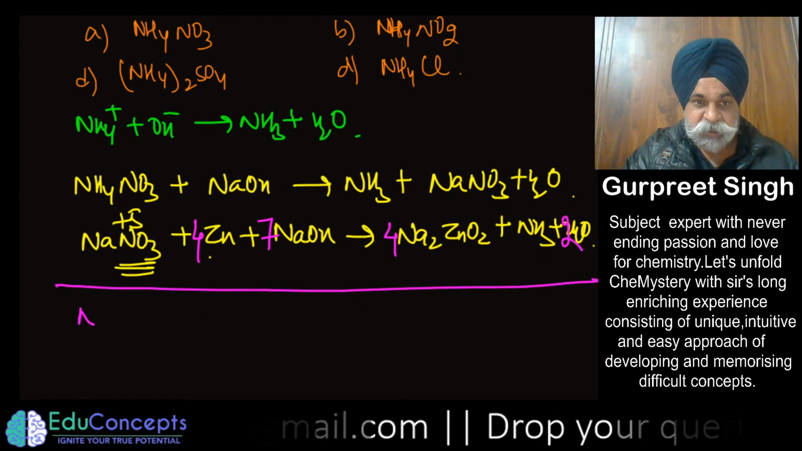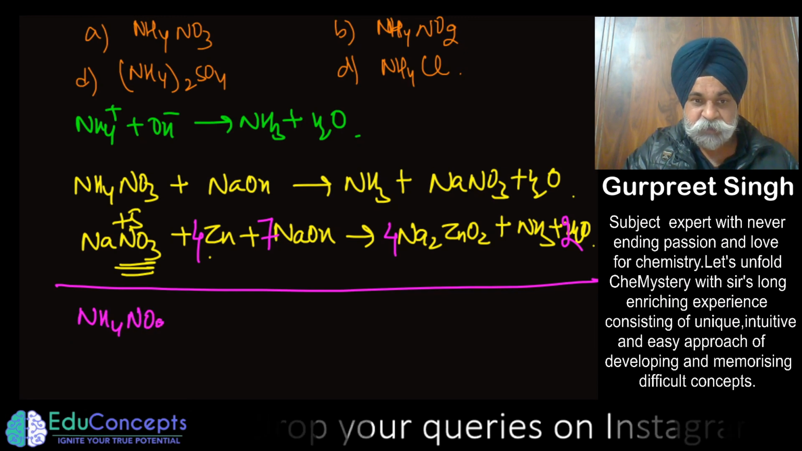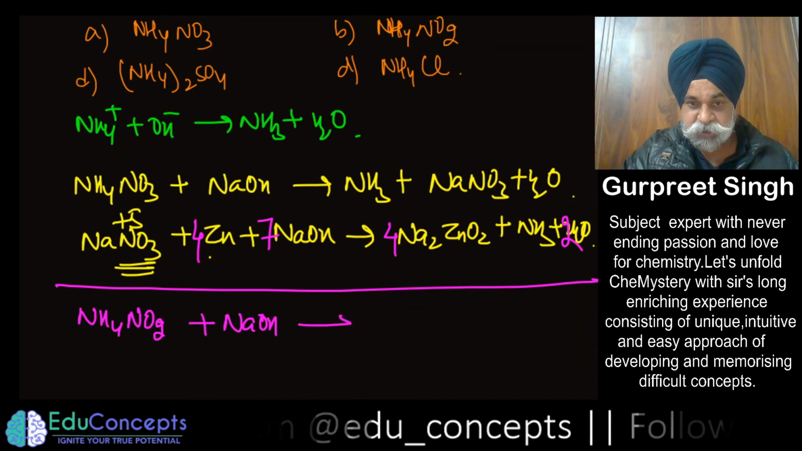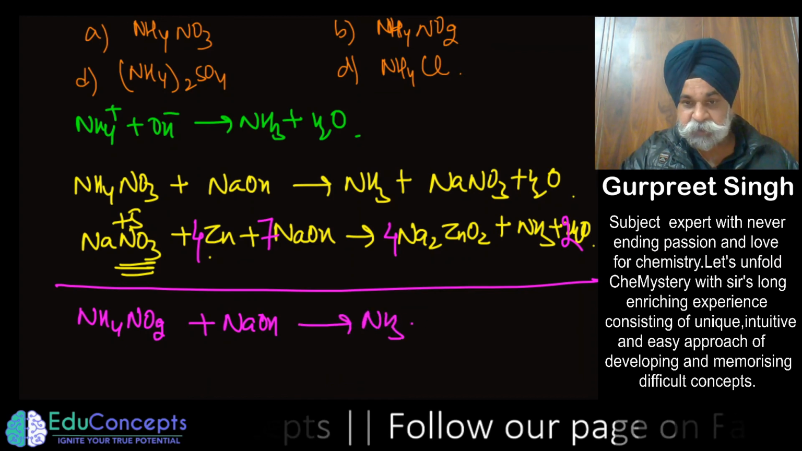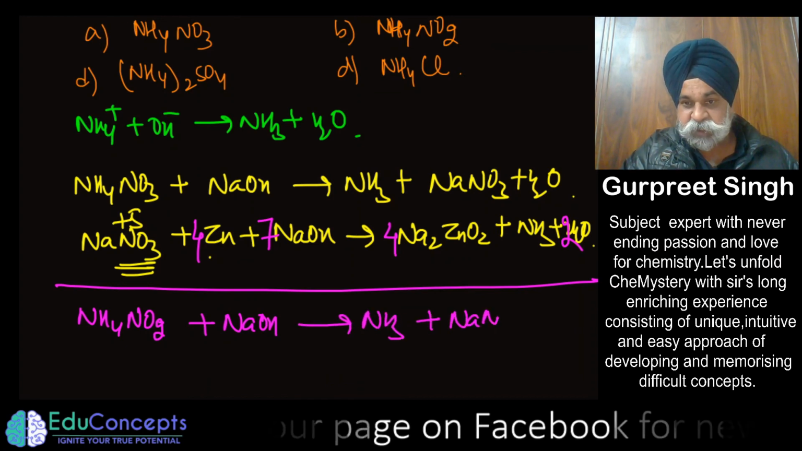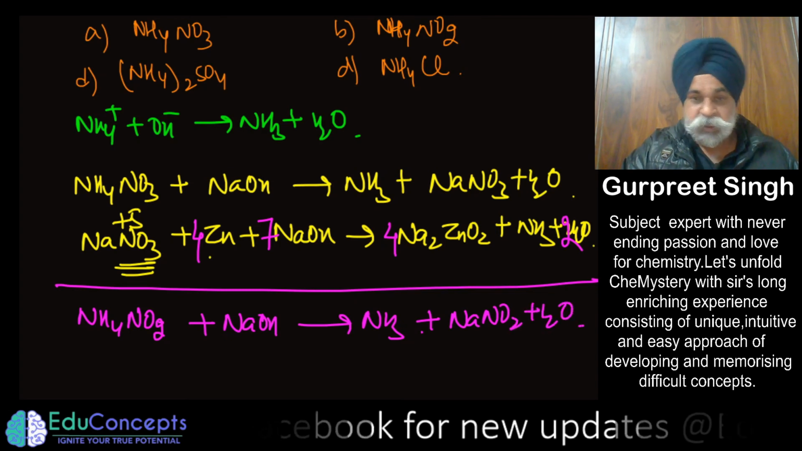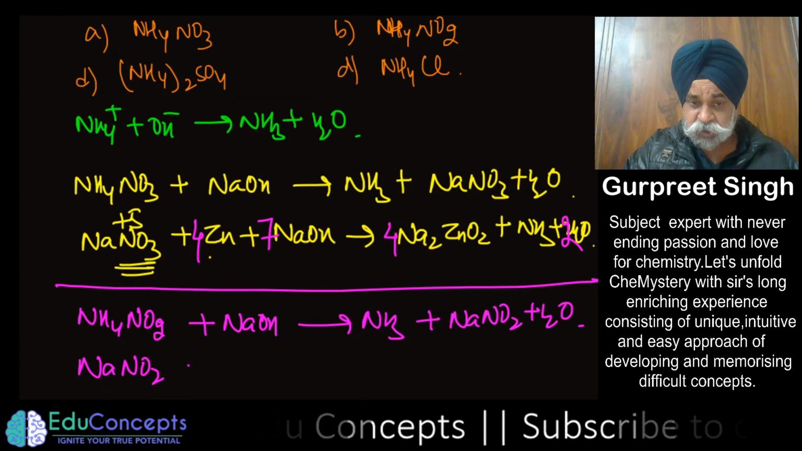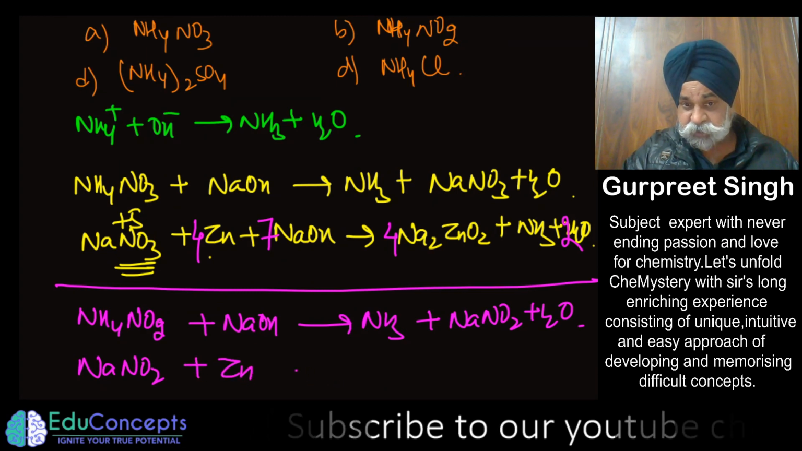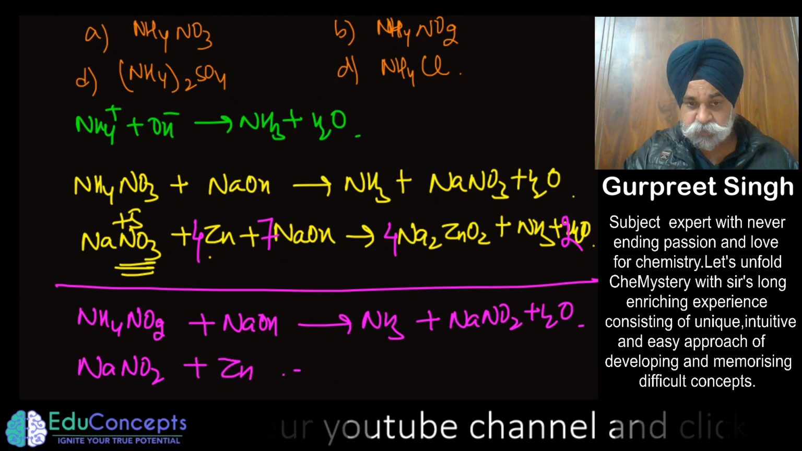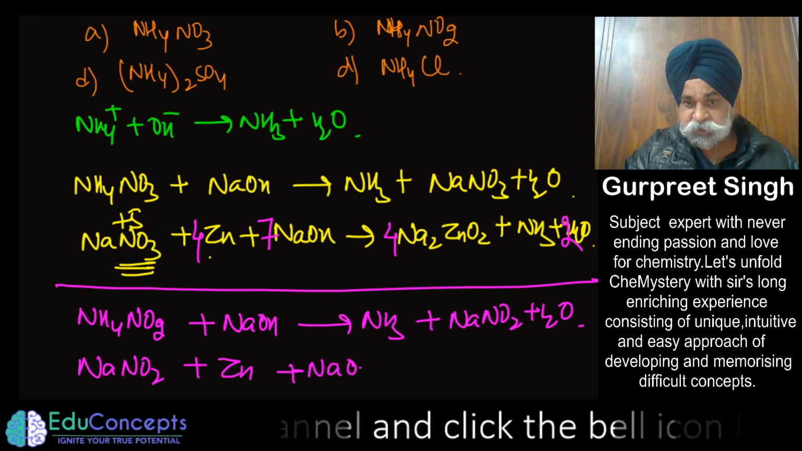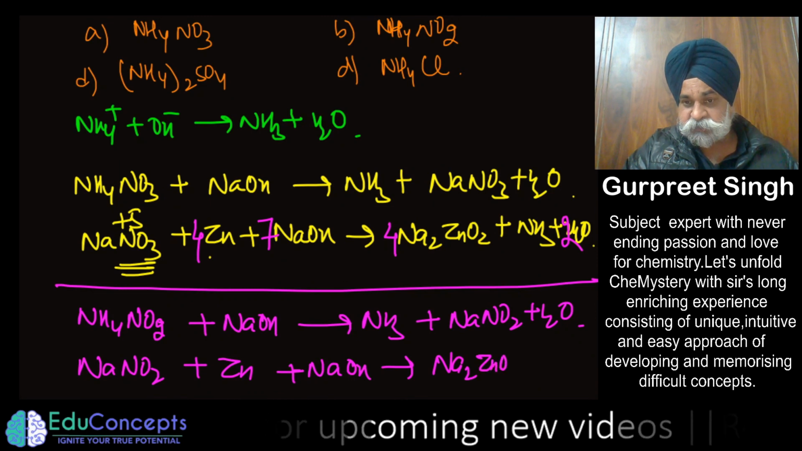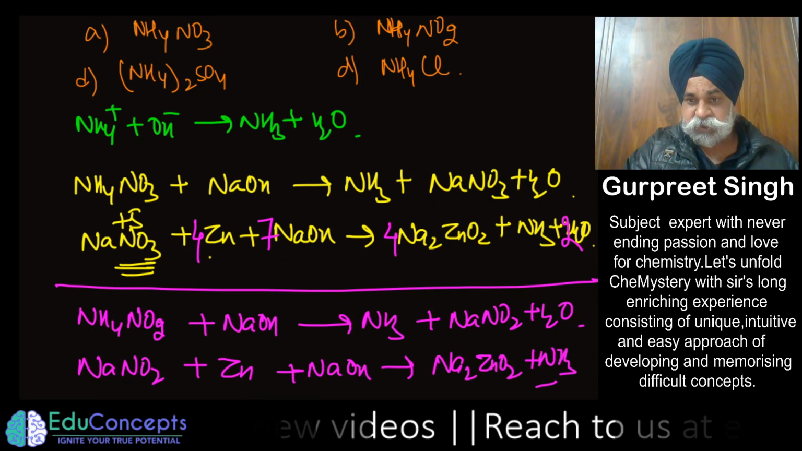And the second answer would be, if I talk of sodium nitrite also, if it is being treated with NaOH, what shall you be getting? You would be getting ammonia along with sodium nitrite plus water. Now this sodium nitrite again is a strong oxidizing agent which can oxidize zinc to give you, in the presence of alkali, the same thing, sodium zincate, only the stoichiometry of the reaction would be different, which you can do yourself also.